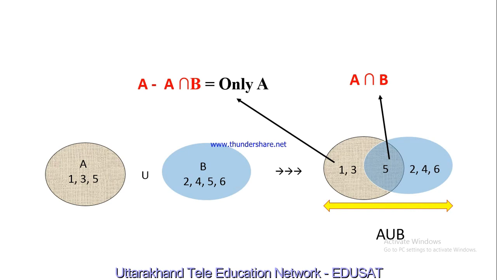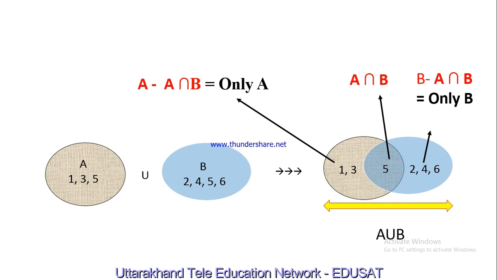This gives me only A, or A minus A intersection B. Likewise, this portion is B. B had 2, 4, 6 and 5, but out of that I am only taking into account 2, 4, 6 and I am eliminating 5. So basically this is nothing but B minus A intersection B.